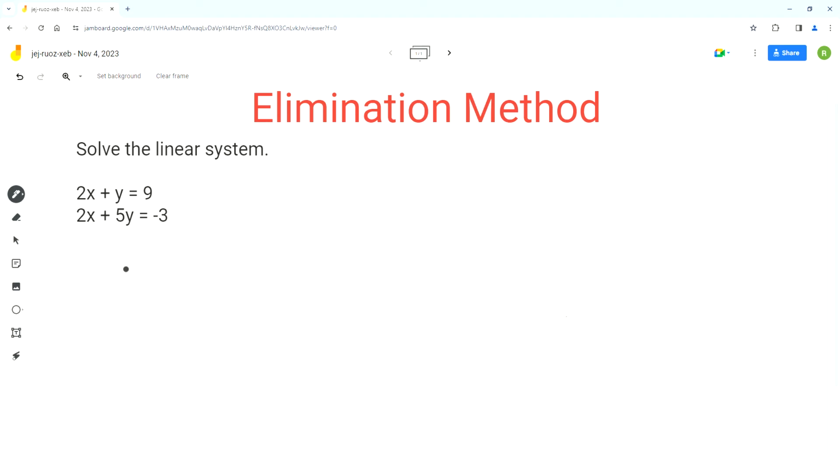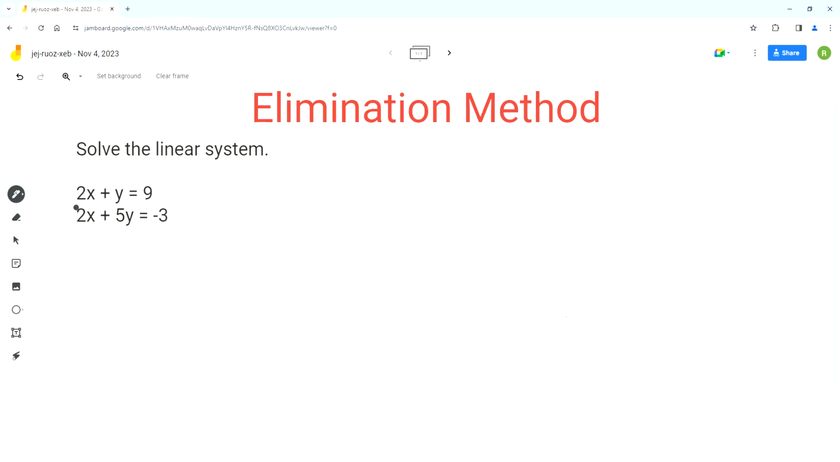Now in these equations, both x terms have the coefficient 2. The y terms have different coefficients. The first y term has a coefficient of 1, or the invisible one, because we don't write 1 as a coefficient. In the second equation, the y term has a coefficient 5. Since the x terms have the same coefficient, if we subtract these equations, the x terms will cancel each other out. So that's why we should subtract these two equations.